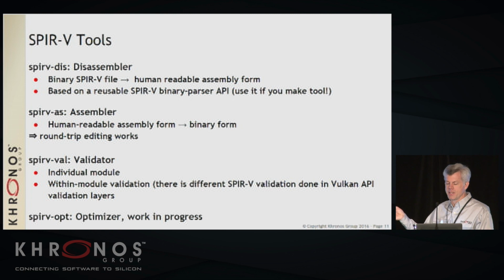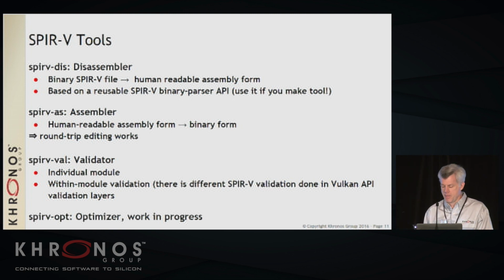The assembler takes the exact same form and turns it back into a binary, so you can do round-trip editing. If for some reason you need to modify a little bit the SPIR-V that's generated by a tool or a compiler, you can go through the round trip here and tweak the SPIR-V.